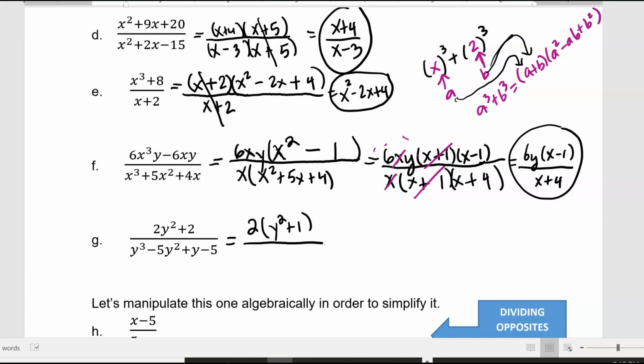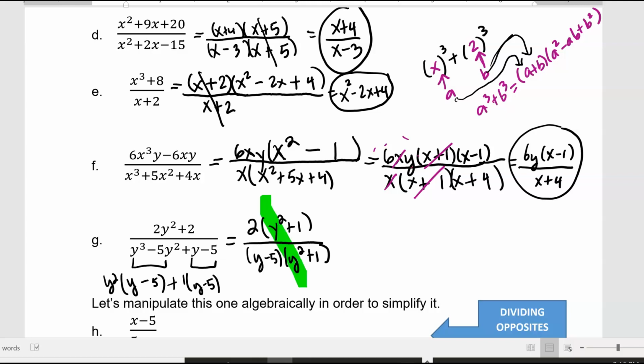Now let's move on to the denominator. We have 4 terms, which suggests that we need to group. I could take out a y squared from the first group, and it leaves me with y minus 5. Let's take out a positive 1. We'll also get y minus 5. So y minus 5 times y squared plus 1 are the final factors. And nice, we can get rid of the y squared plus 1, which leaves us with a 2 in the numerator over y minus 5.